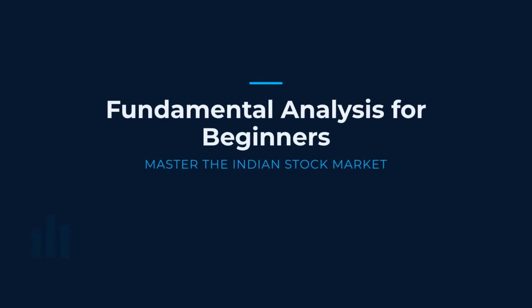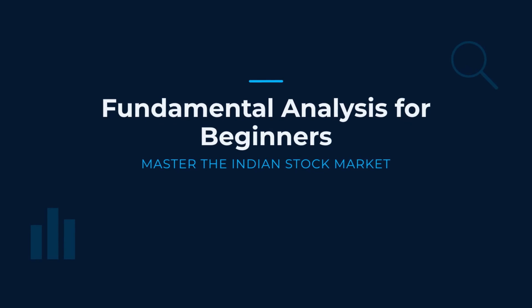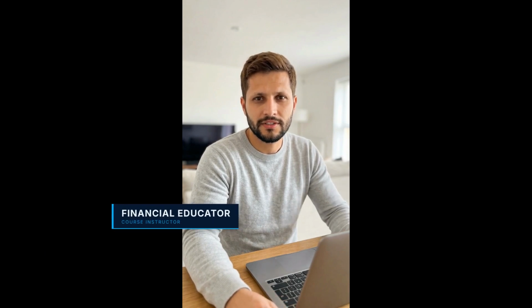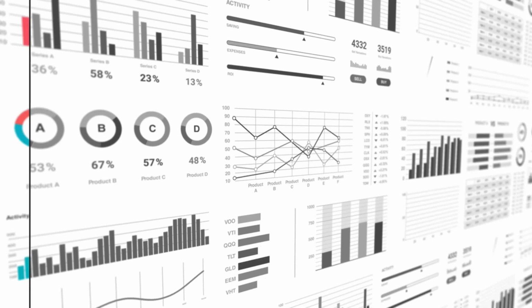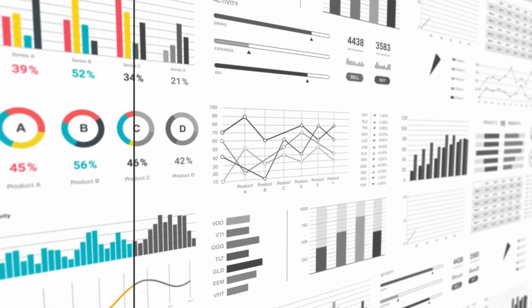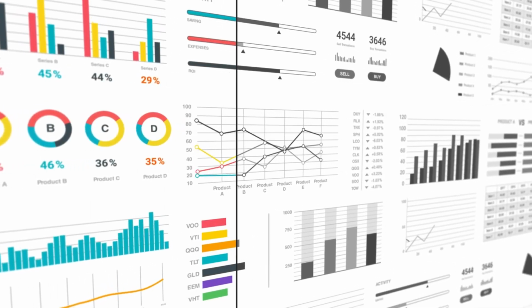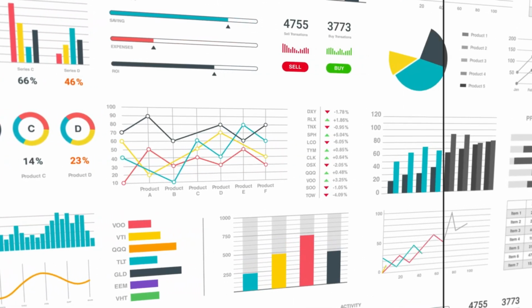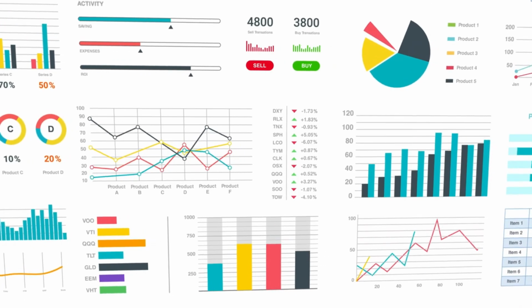Welcome to your masterclass on fundamental analysis. Master the stock market. Investing is not about guessing prices, it's about owning businesses. If you have 10 lakh rupees today, would you invest in Reliance, Infosys, Tata Motors, or would you simply buy whatever is trending on social media? Most beginners lose money because they buy stocks without understanding the underlying business. Today, I will show you exactly how professional investors analyze companies before putting their hard-earned money at risk.